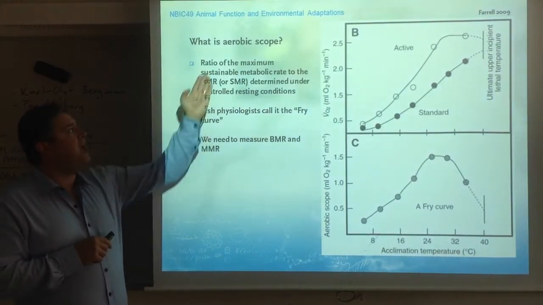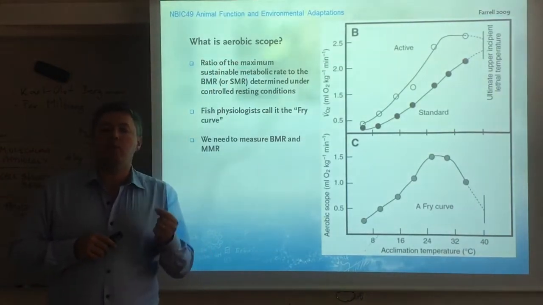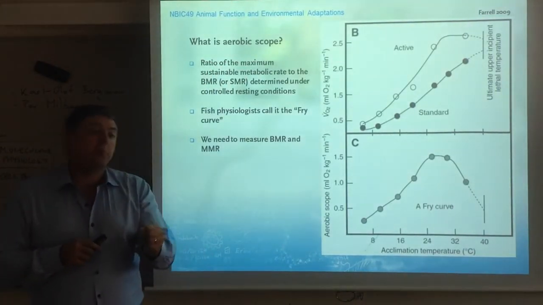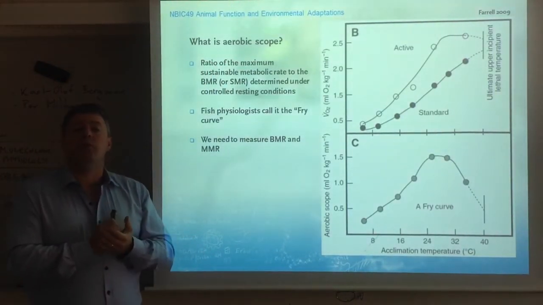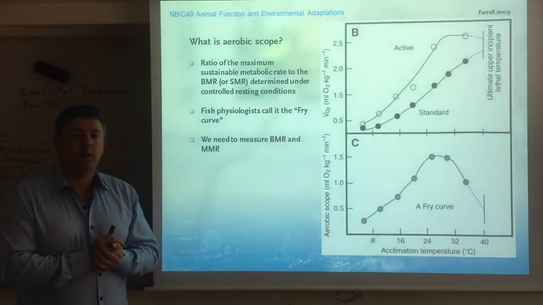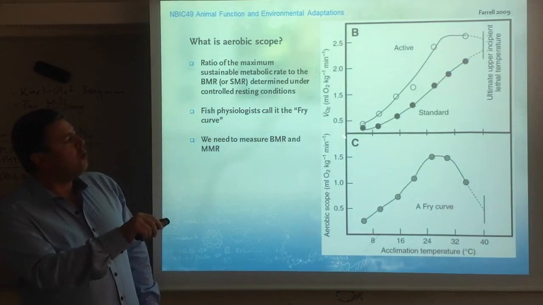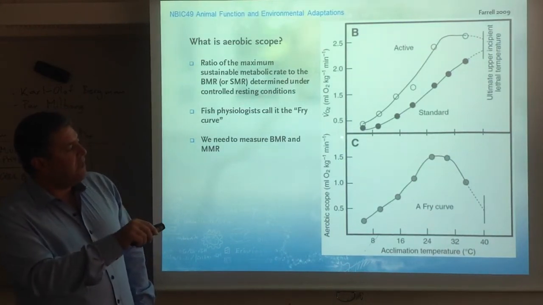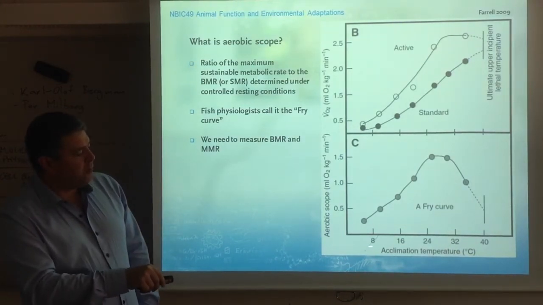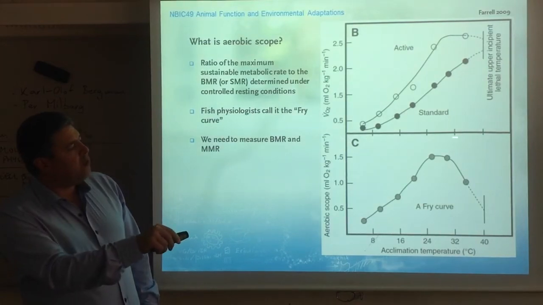To obtain the aerobic scope, you need to do measurements on basal metabolic rate, or in the case of fish, you measure standard metabolic rate, and then you measure maximum metabolic rate. That's what's shown in the top graph here. In the x-axis, you have temperature. This is the temperature at which the fish is living.